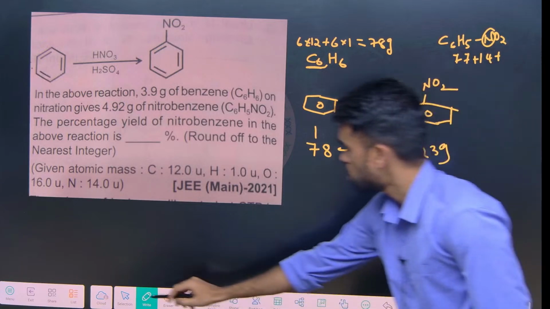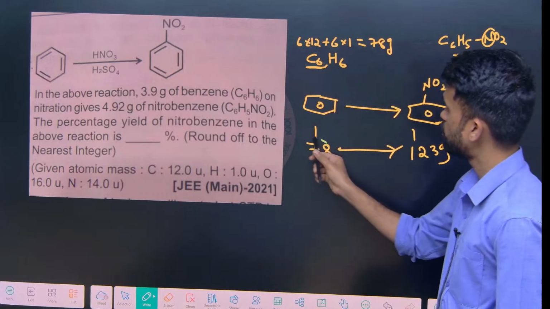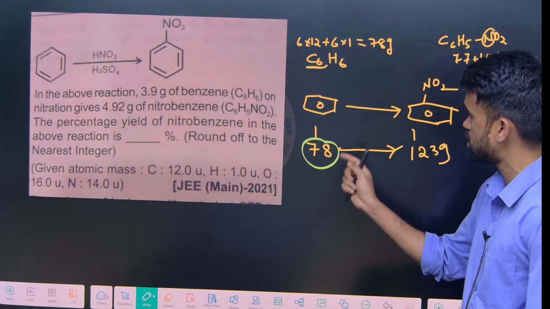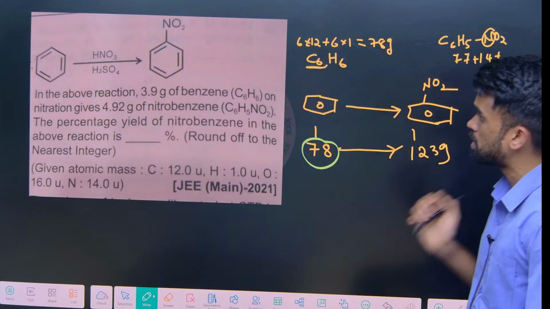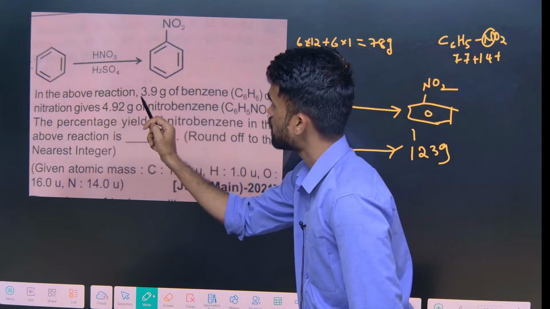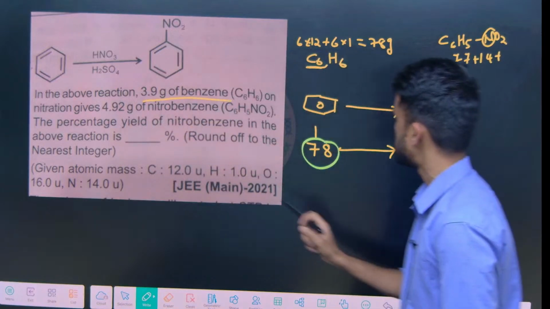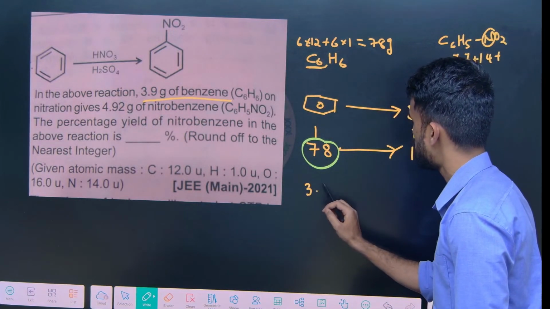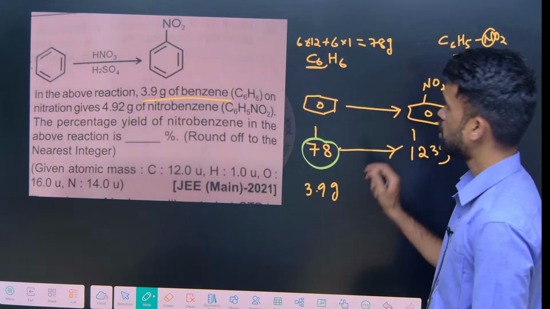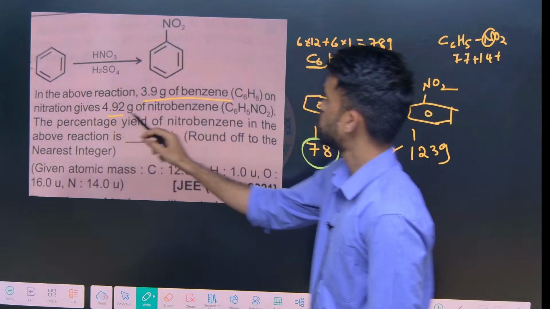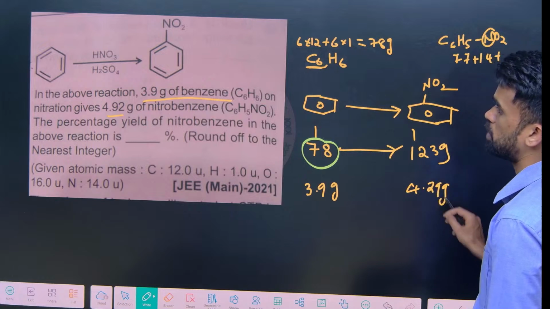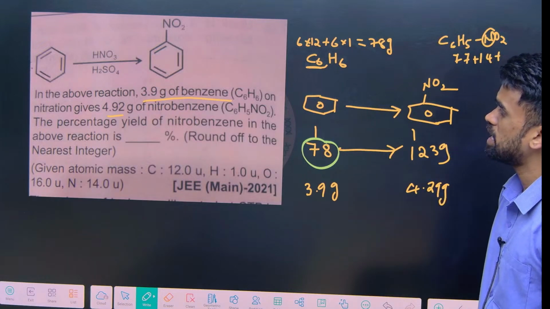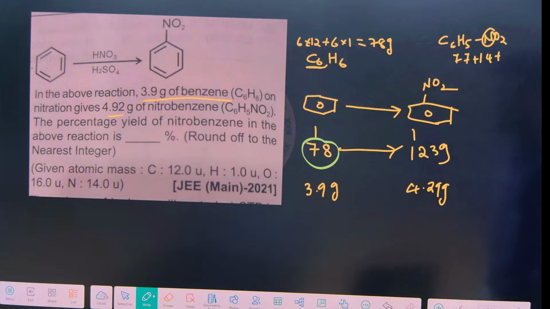Now what they are asking: if it is a 100% yield, 78 grams of benzene gives you 123 grams of nitrobenzene. Now they are asking, in the above reaction, 3.9 grams of benzene, just 3.9 grams, on nitration gives you 4.92 grams of nitrobenzene. So what is the percentage yield of this nitrobenzene they are asking?